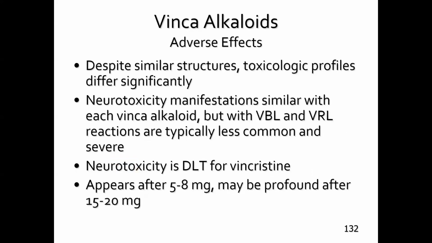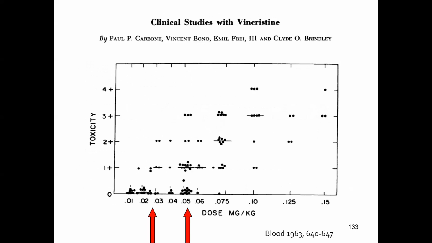So toxicological profiles differ between the drugs, and we'll just focus on vincristine, which is the prototype drug for this class. Neurotoxicity is dose limiting, appears after 5 to 8 milligrams, and can be profound after 15 to 20. I just wanted to quickly go over this because I think it's interesting. This is Paul Carbone, whom our cancer center was named after. This is 1963, the same year that the drug was approved.